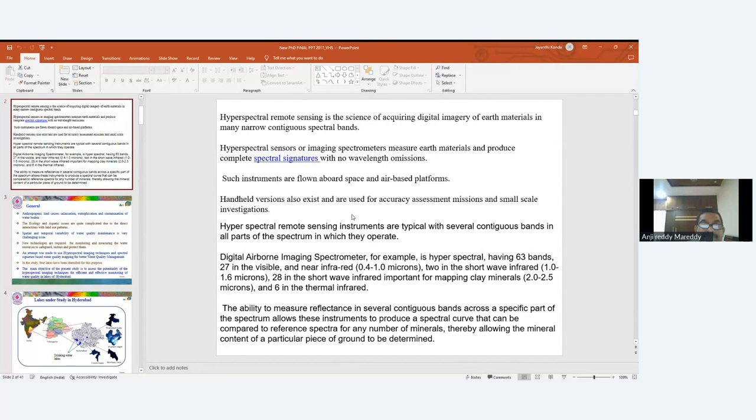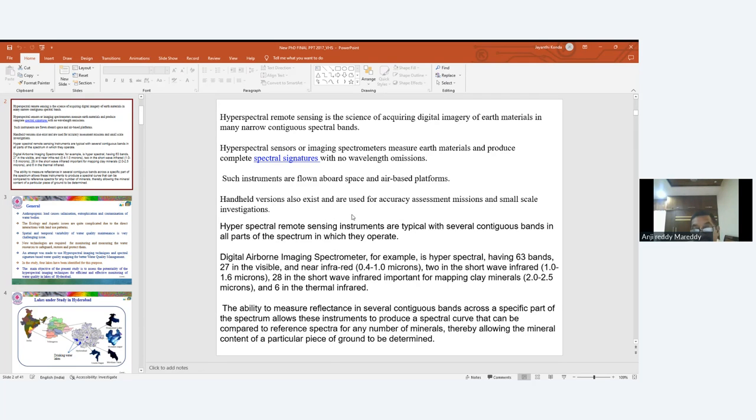The instruments which measure hyperspectral data are flown aboard space and airborne platforms. Handheld versions also exist and are used for accuracy assessment missions and small-scale investigations. The digital airborne imaging spectrometer is one of the instruments generally used in our lab, which has 63 bands, 27 in the visible. What is the visible region? 0.4 to 0.7 microns is the visible region of the spectrum. Within that, you have 27 bands in the visible and near infrared, that is 0.4 to 1.0 microns, and 28 bands in the shortwave infrared, important for mapping clay minerals and minerals that can be used in geological, mineralogical applications. And there are 6 bands in the thermal infrared.